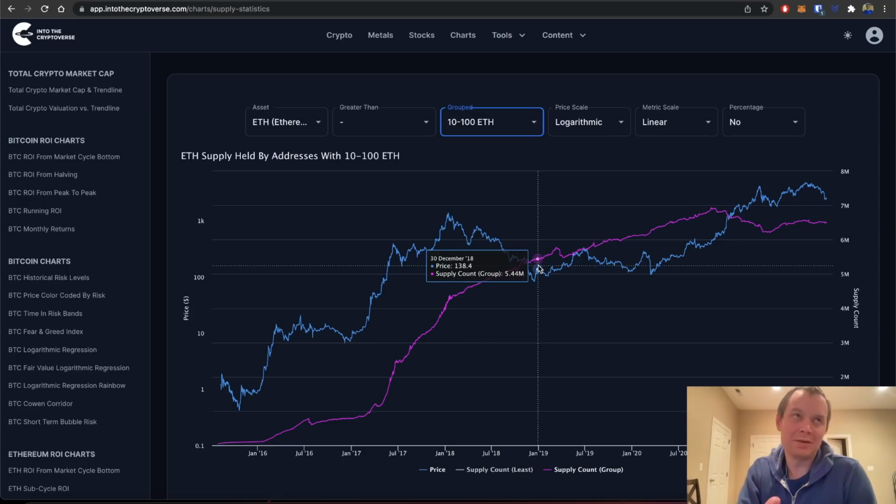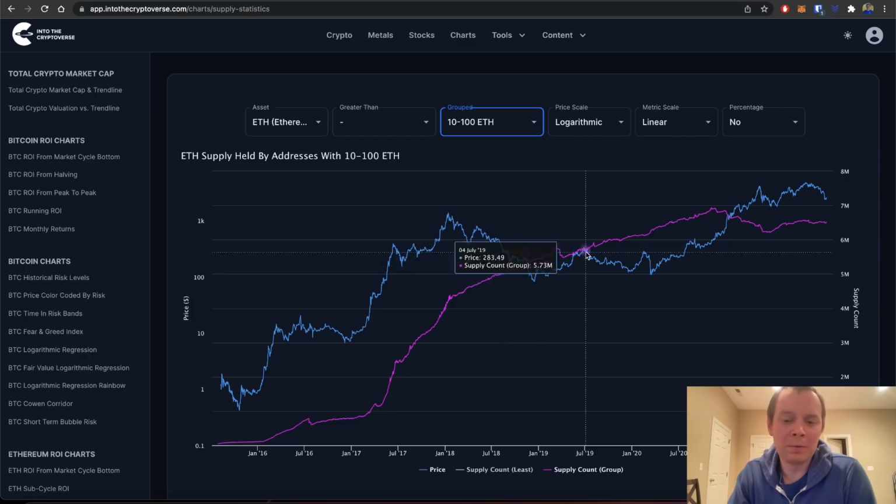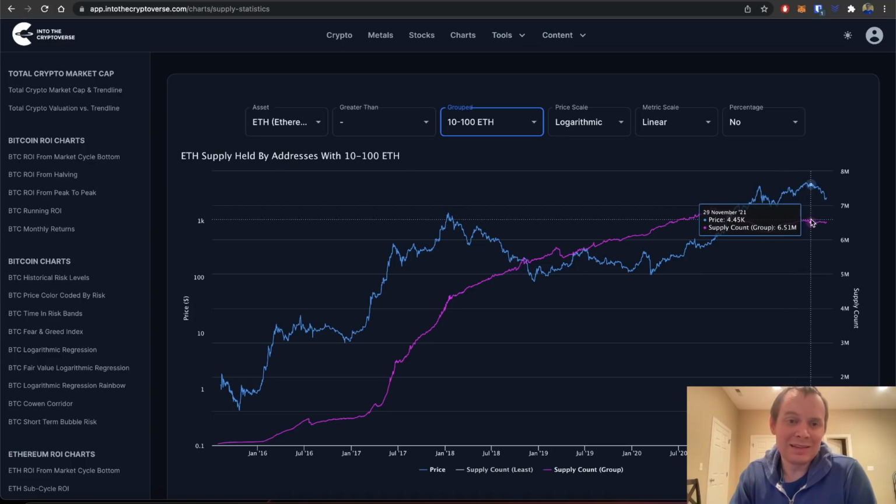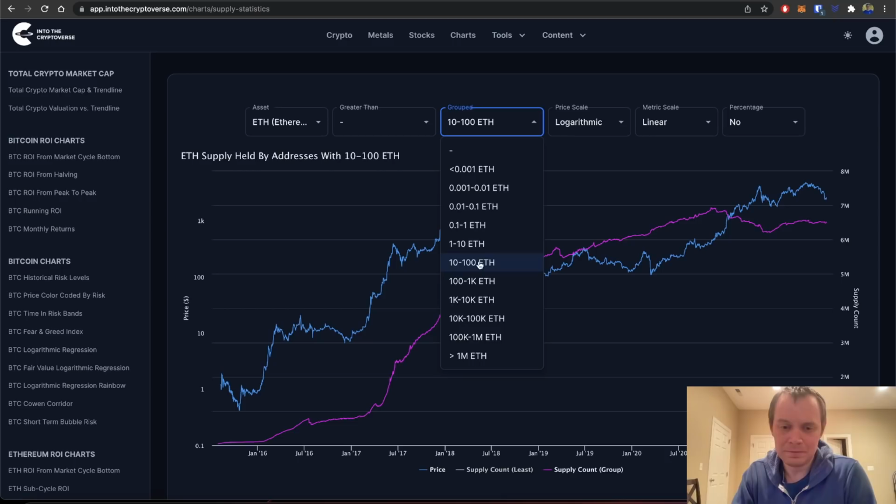Which, I mean, I'm not trying to minimize that $1,000. I mean, $1,000 is definitely a decent sum of money. But the point is that there's a lot more people over here that could have afforded to, say, put $1,000 in and get 10 ETH. But now to get 10 ETH, you'd have to put in $25,000. So it does make it a lot harder for the average retail investor.